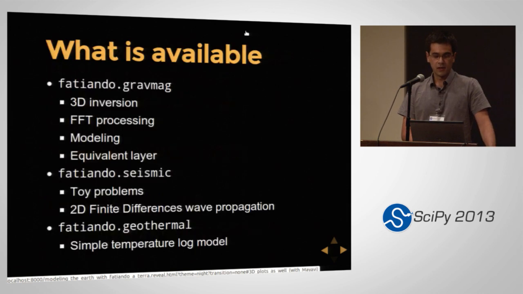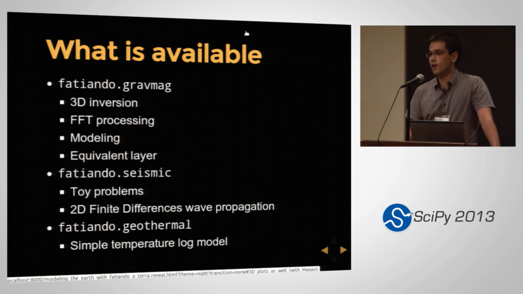So what's currently available, I have a package called Fatiando. It has many different sub-packages and modules. So far, most of the development has been made in the gravity and magnetics package, which is what I do research on. So that's what I have the most time to focus on. So I can do 3D inversion, fast Fourier transform processing of potential fields. Can do modeling. There's a technique called equivalent layer, which is still in high development in geophysics. So we have that. The seismic package has just a few toy problems.